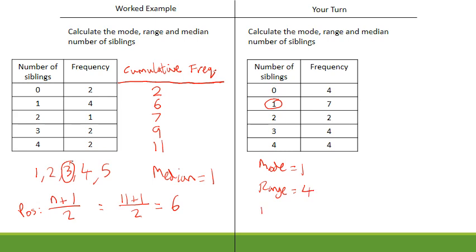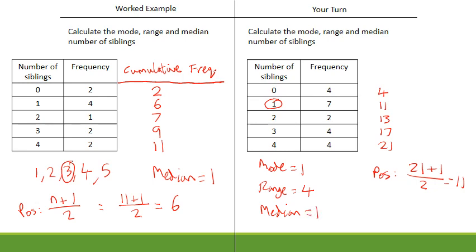And our median, we've got a total here. We do this cumulative frequency again, so 4 plus 7 is 11, plus 2 is 13, plus 4 is 17, plus 4 is 21. So the position of my median is going to be 21 plus 1 divided by 2. And that gives me 11. So now I go through and I find the 11th position, that's going to be in this group again. So my median once again is 1.